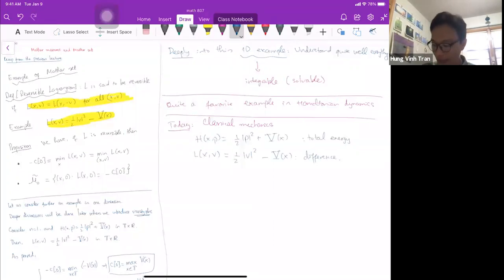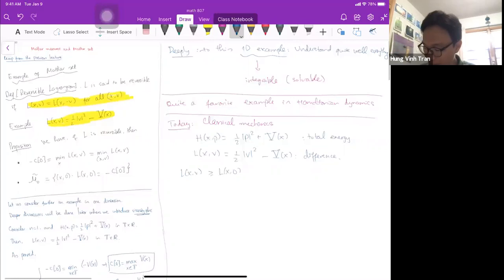As we discussed, examples of this kind are part of a general class of reversible Lagrangians, or we don't even need the reversibility. The key thing we are using here is that L(x,v) is always greater than or equal to L(x,0). Therefore we have been able to characterize that minus c naught, our ergodic constant, is the minimum in x of L(x,0), and it's also the minimum in (x,v) of L(x,v). So that's the first claim we got.